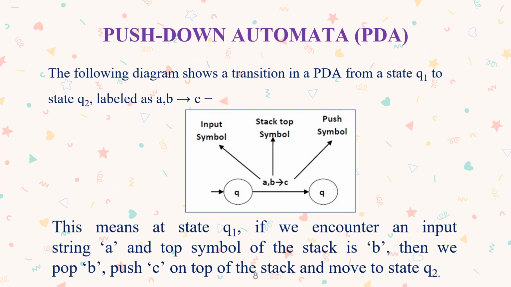In the pushdown automaton, the following diagram shows the transition of a PDA from state Q1 to state Q2, labeled A, B, and C. This shows a Q state, and the next one is another Q state, that is, from the start state to the accepting state, the end state. From the start state Q1 to the next state Q2, the input symbol A we are given is inserted, that is pushed, into the stack.